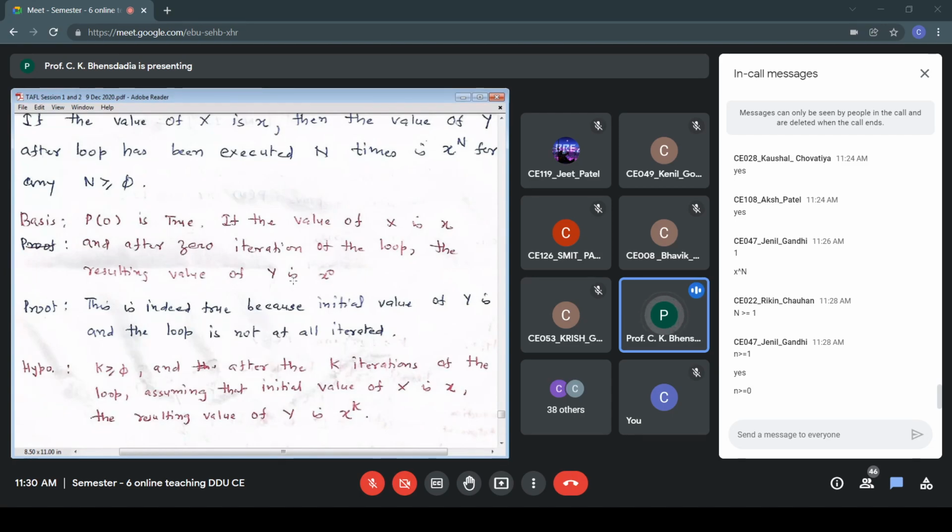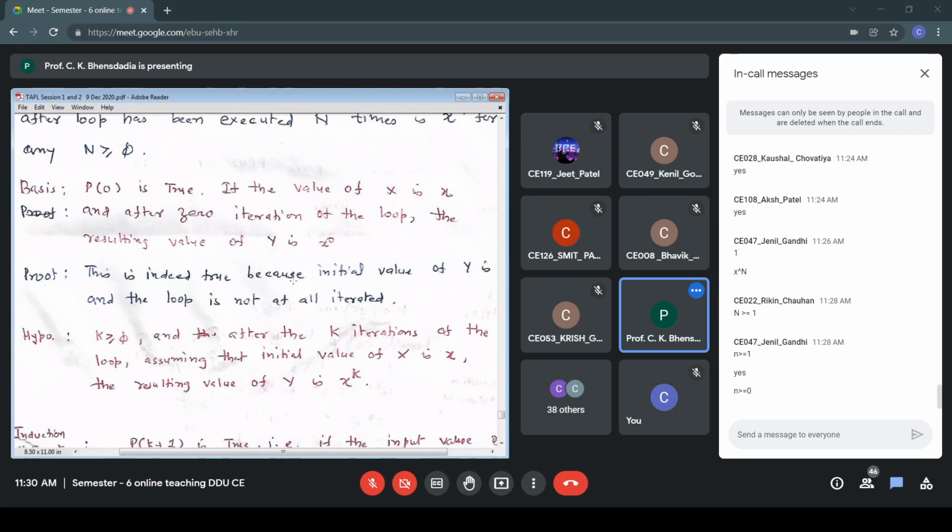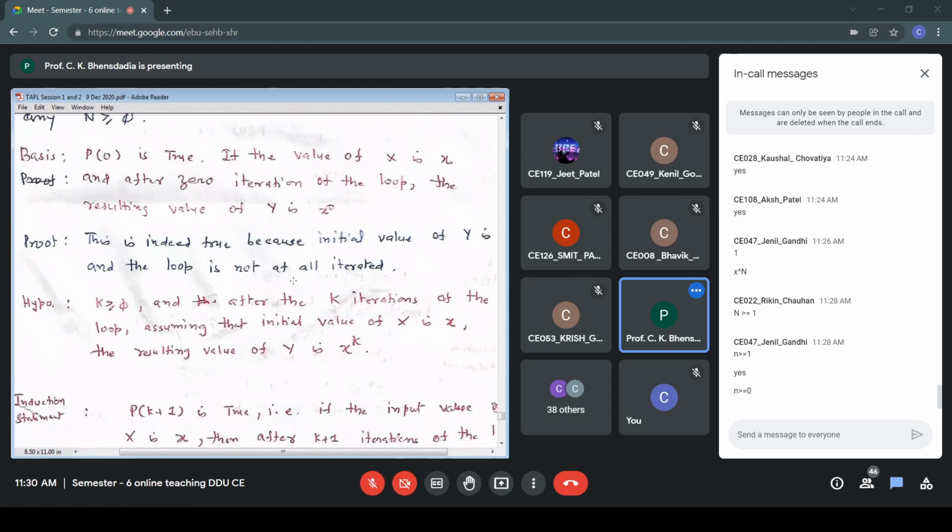How do we prove this? How do we prove the induction statement? Think about proving the induction statement. In the induction statement, see how we can use the hypothesis. Try to use the hypothesis in proving the induction statement.